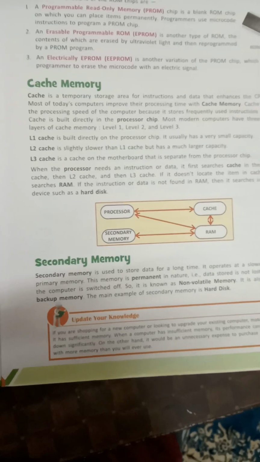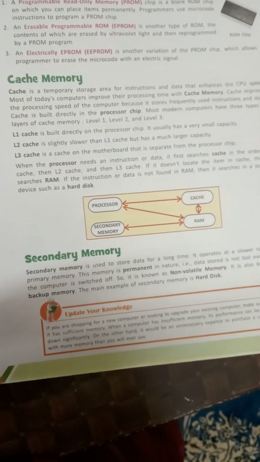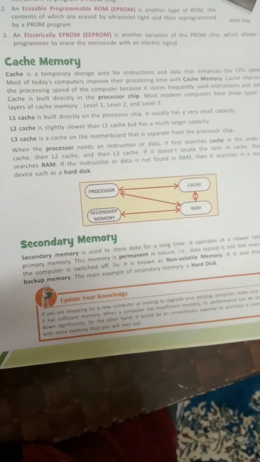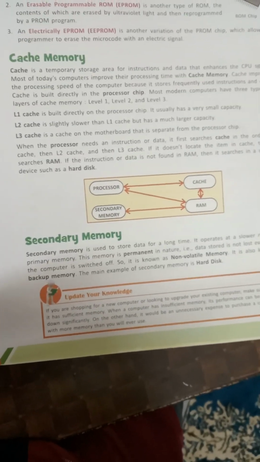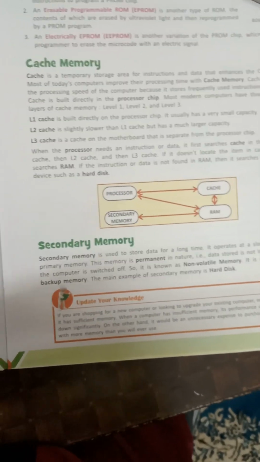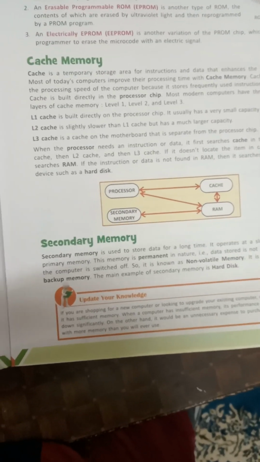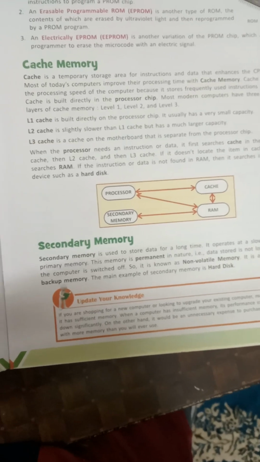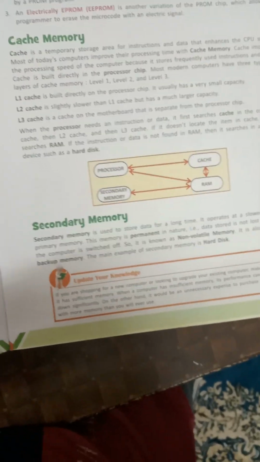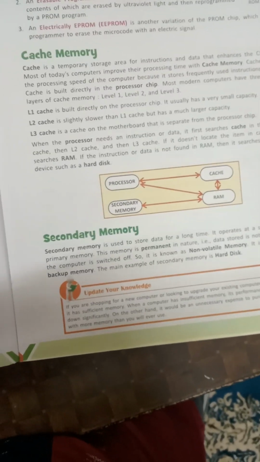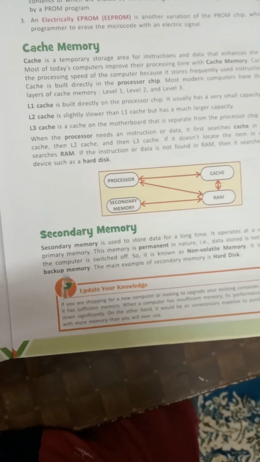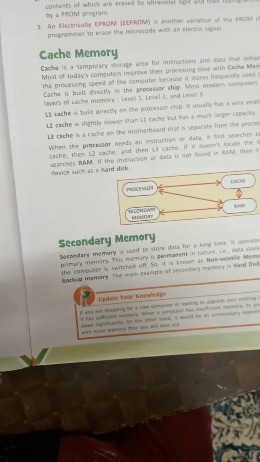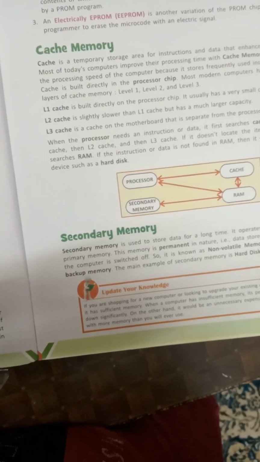Cache memory. Cache is a temporary storage area for instructions and data that enhances CPU speed. Most of today's computers improve their processing time with cache memory. Cache improves the processing speed of the computer because it stores frequently used instructions and data. Cache is built directly in the processor chip. Most modern computers have three types or layers of cache memory: Level 1, Level 2, and Level 3.